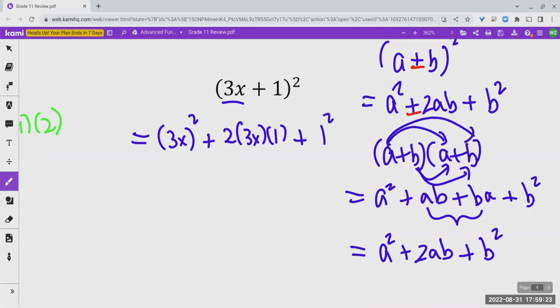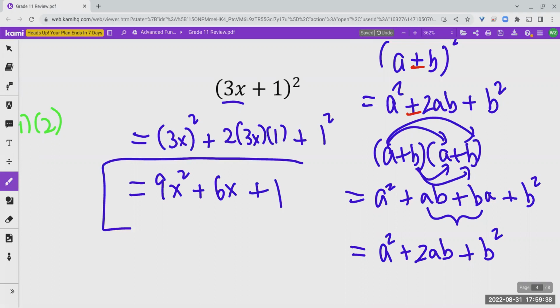Let's simplify. So (3x) squared, so 3 times 3 is 9, x squared is x squared. Then that would be 6x, right? Because 2 times 3 is 6. Well, you can just ignore the 1 and just slap on the x. 1 squared is 1. Okay, this is our answer. Okay, that is very different from what we got before.